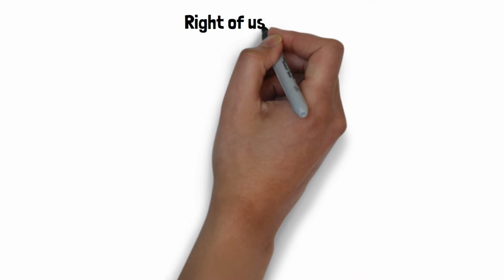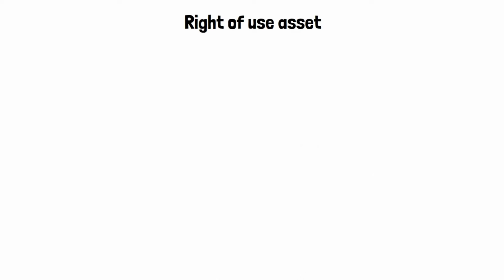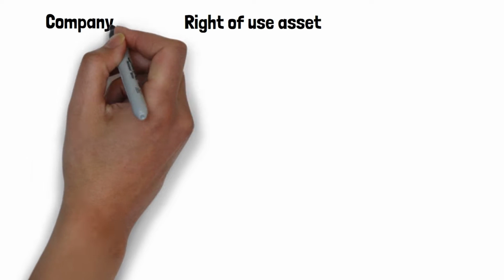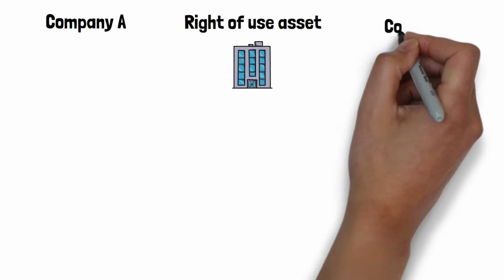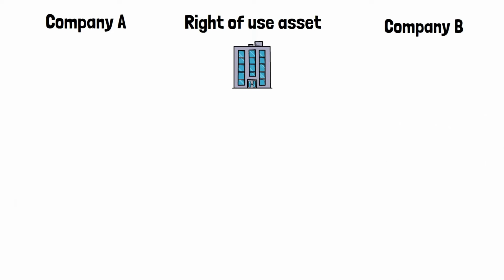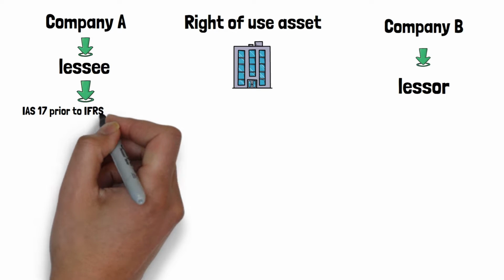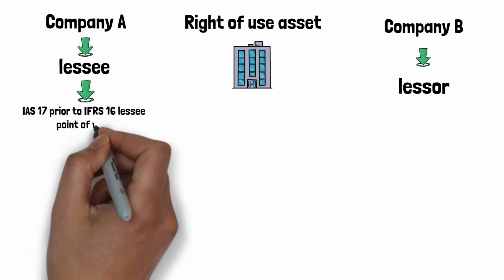A right-of-use asset in IFRS 16 represents the right for a lessee to use an underlying asset during the term of the lease. For example, Company A leases a building from Entity B. In this case, Company A will be the lessee, and Entity B will be the lessor. This is highly relevant because lease accounting for lessees changed radically with the entry into force of IFRS 16.